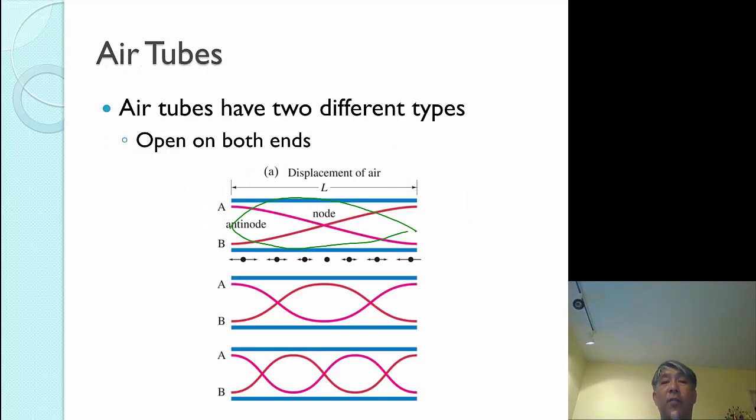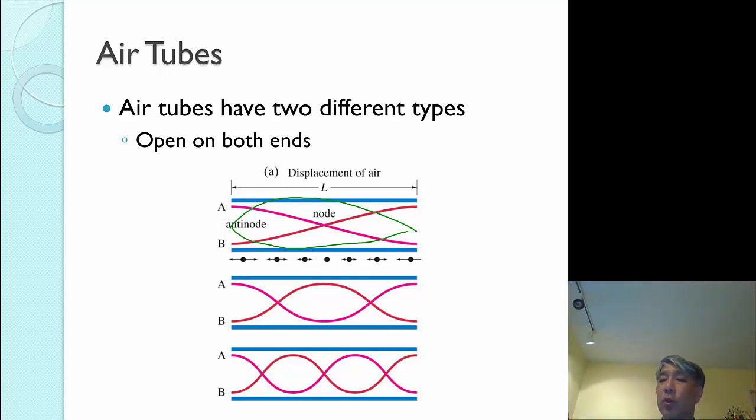First off, air tubes have two different types. A tube that is open on both ends. You can think of a flute as being an instrument that's open on both ends. You're blowing in one end and the other end of the tube is open. In that case, open ends of any kind of air tube is going to act as an antinode. So the ends of that tube must be an antinode.